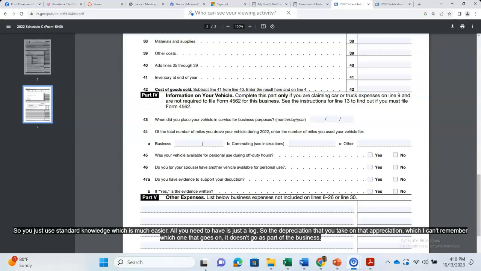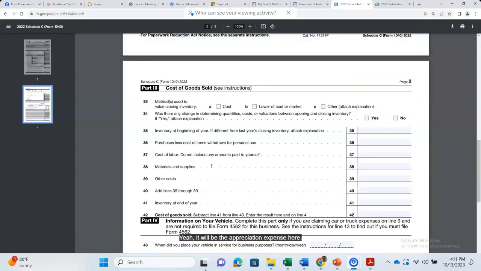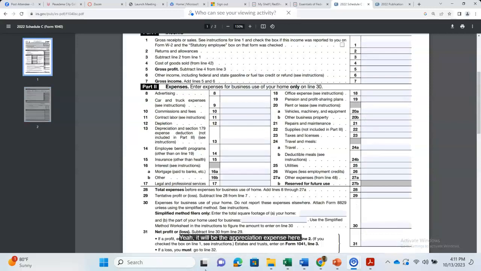So the depreciation that you take on that, which I can't remember which form that goes on, it doesn't go as part of the business. Yeah, it will be depreciation expense here. Oh, sorry. Somewhere, yeah, line 13. Line 13, yeah. Right there. So depreciation is depreciation, I got it.